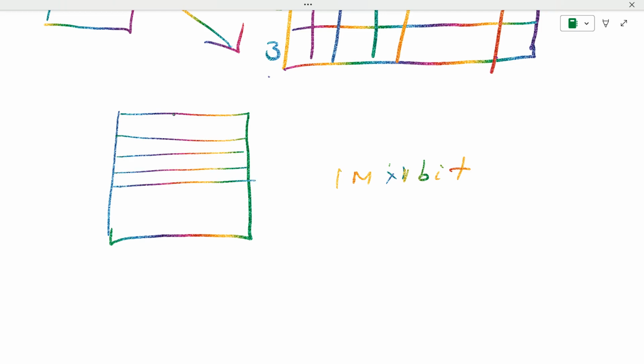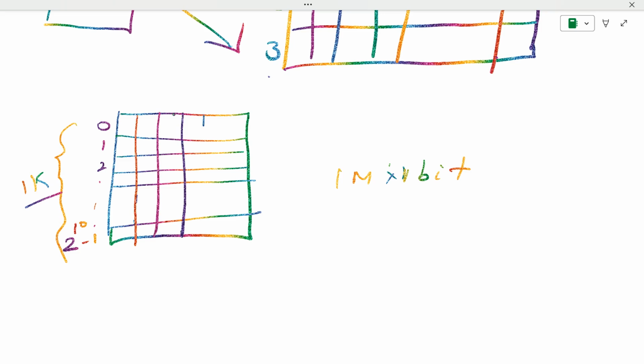There are altogether 1k rows, 0, 1, 2, and so on up to 2 to the power 10 minus 1. So altogether 1k rows, and each row is having 1k cells. So 0, 1, and so on up to 2 power 10 cells. Okay, so there are altogether 1k columns, you can say something like this. So 1k cells in each row, and time taken for refreshing means reading or writing, accessing, all these operations.